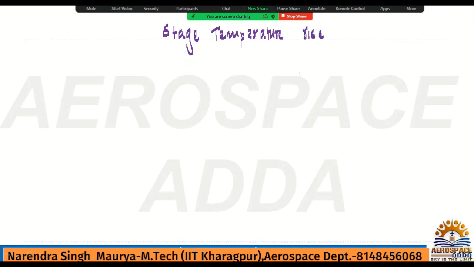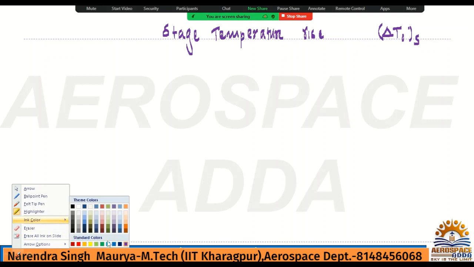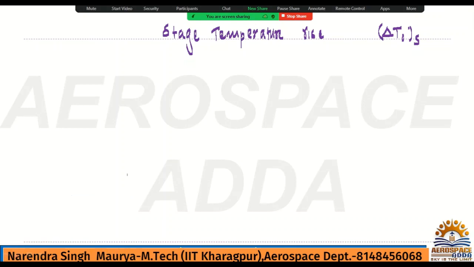Stage temperature rise is denoted by delta T naught S. S for stage, not stator. Whatever temperature I am saying, it is the total temperature, or if you want, you can write this as delta Ts also. So how to get it?